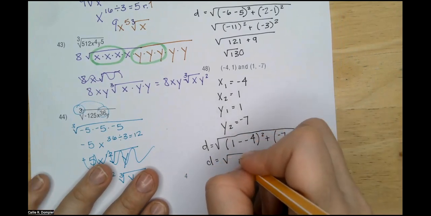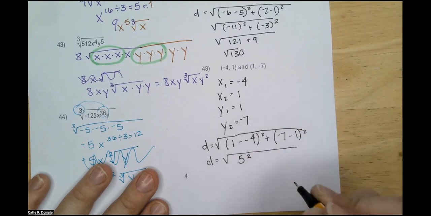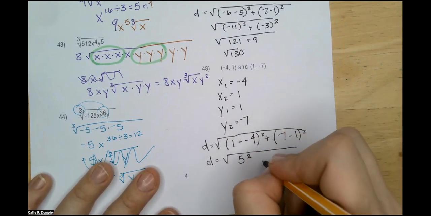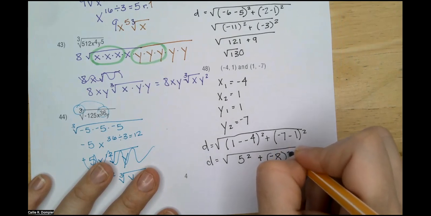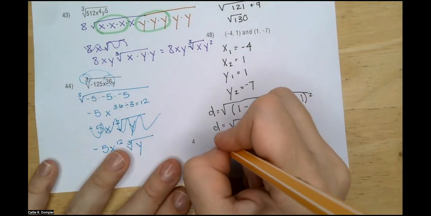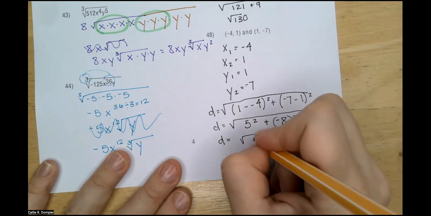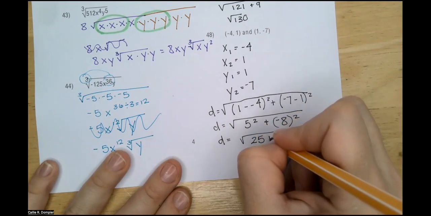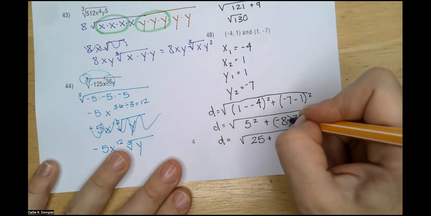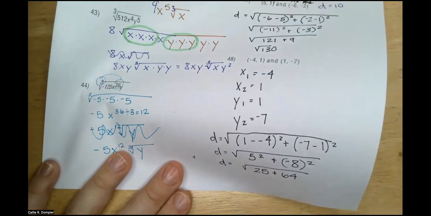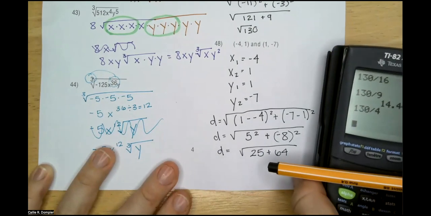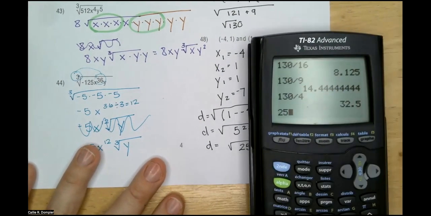1 minus -4 is 5 squared. You don't need parentheses if it's positive, but you can keep it. Plus -7 minus 1 is -8 squared. You do need parentheses. So that's the square root of 25 plus -8 squared, which is 64. 25 and 64, 89.